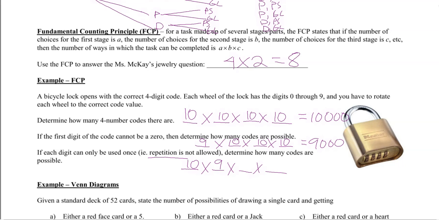How many choices for the second digit? 9. For the third digit? 8. For the fourth digit? 7. Somebody work that out. 5,040. Yep, you're right, 5,040. So if you can't repeat digits, 5,040.